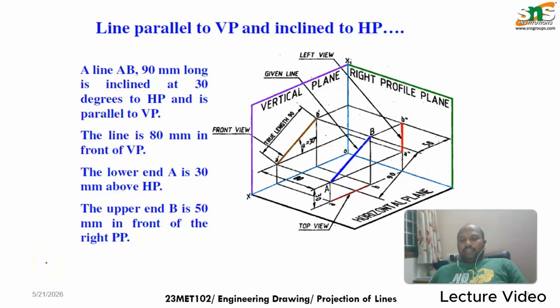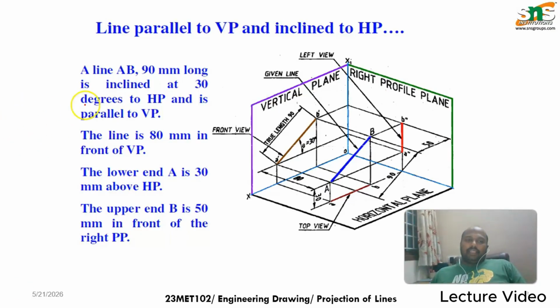In the last video we saw the projection of a line, and in the previous video we saw the projection of a point. So when the projection of a line comes into the picture, that too a straight line, in engineering drawing we'll see only straight lines. Sometimes we are going to see inclined straight lines.